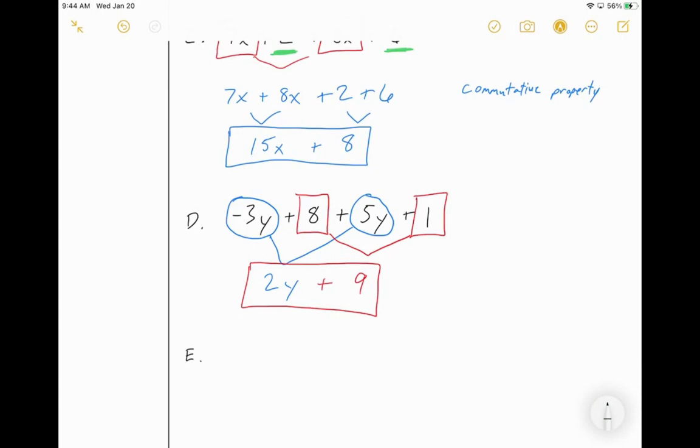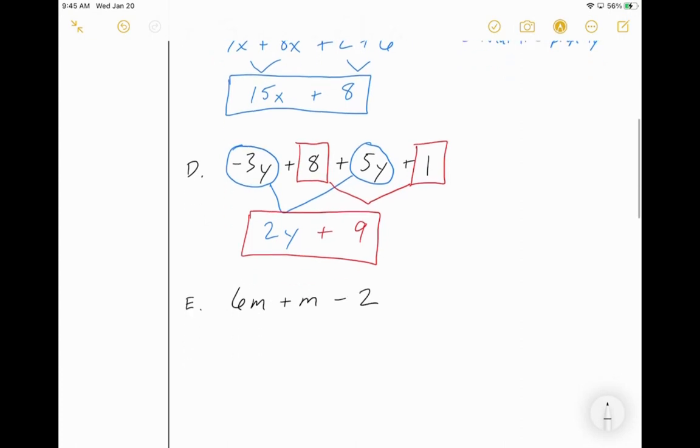How about if I did something like this? All right, this one's a little tricky. Go ahead and try and put this one in the chat, see if we get this.